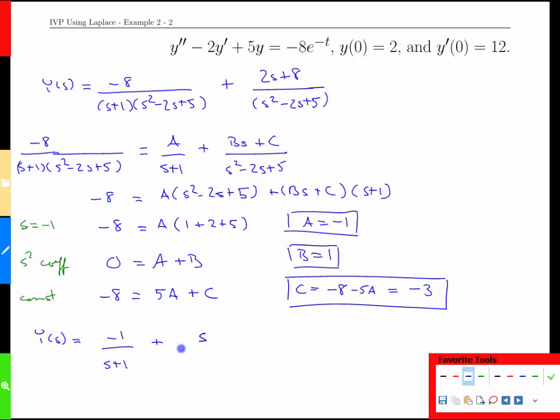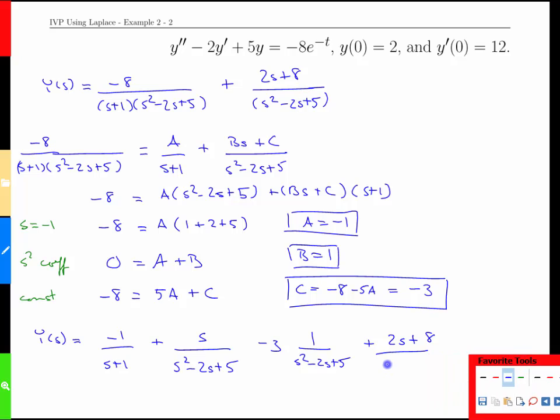We'll also have s over s squared minus 2s plus 5. We also have c, which is negative 3 over s squared minus 2s plus 5. And we also have the original term at the end there.